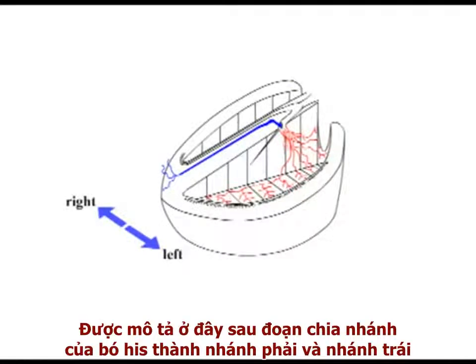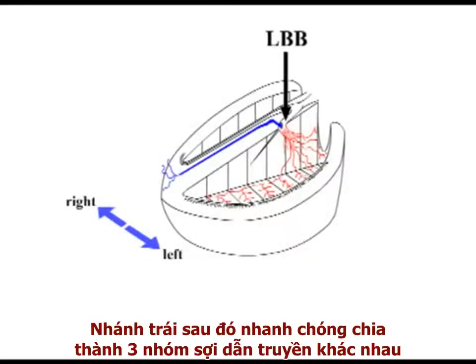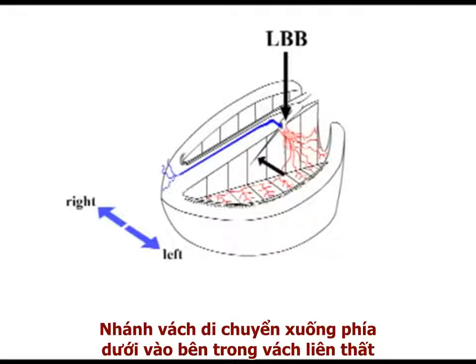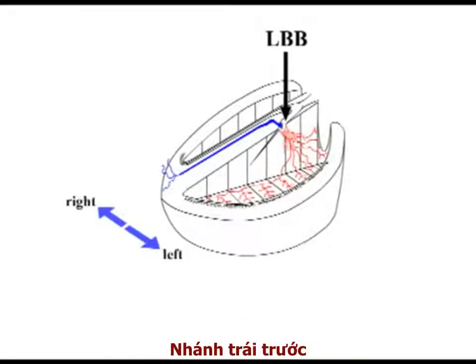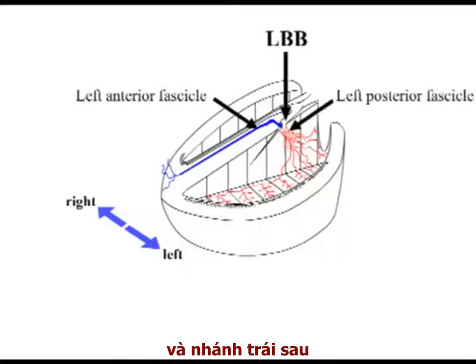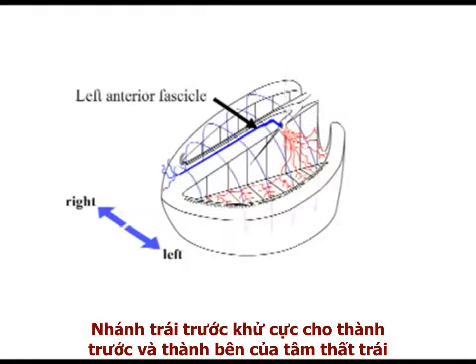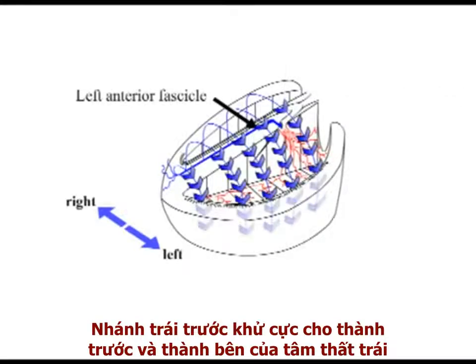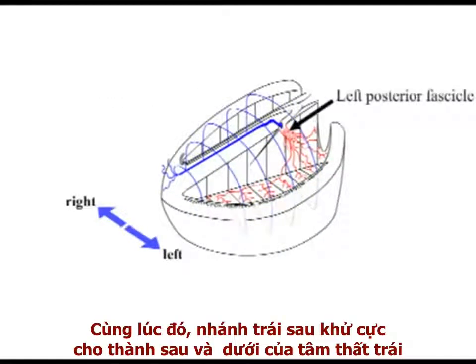Shortly after the anatomical bifurcation of the bundle of His into right and left bundle branches, the left bundle branch itself quickly divides into 3 distinct collections of conducting fibers: a septal branch which travels downwards into the septum, an anterior fascicle, and a posterior fascicle. The left anterior fascicle depolarizes the anterior and lateral walls of the left ventricle as shown here, while the left posterior fascicle simultaneously depolarizes the posterior and inferior surfaces of the chamber.